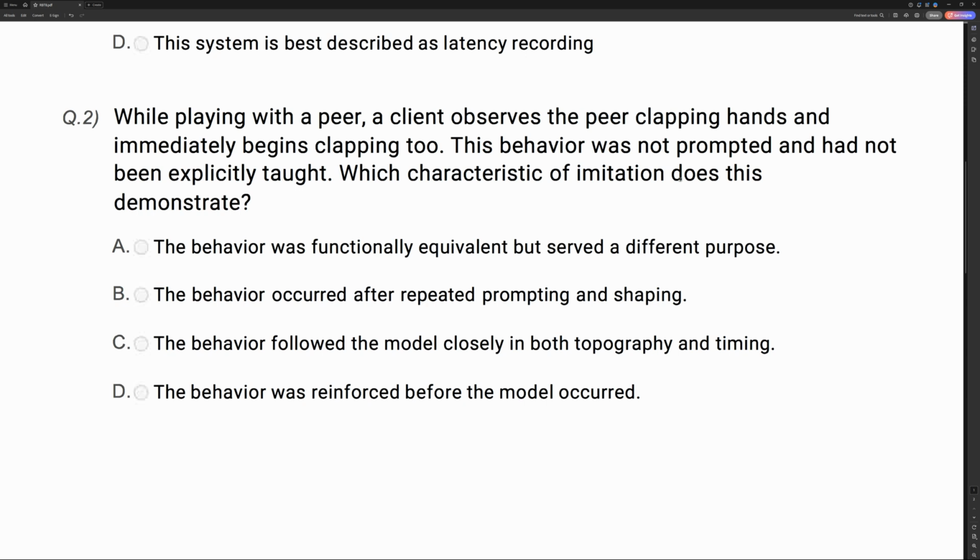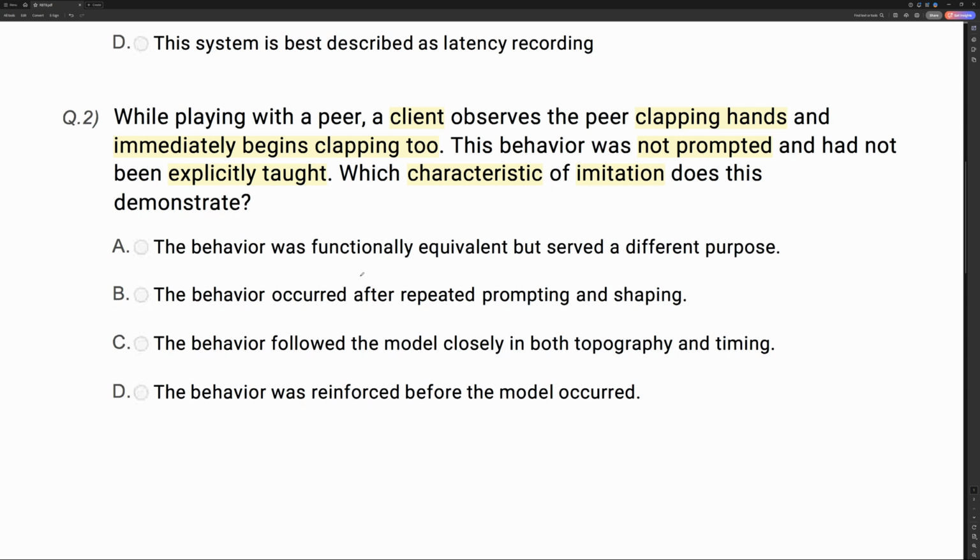So I made it a little more challenging in terms of imitation, because imitation is pretty straightforward, right? Your learner copies you immediately, not too hard. Now, in this case, we've got to think a little more about what characteristic we are actually looking at. It's not going to be the most challenging question. It's just presented or asked in a more difficult way. So if this client is playing with a peer, sees the peer clap their hands, and immediately begins clapping too, that's pretty obvious imitation because the behavior was not prompted and it's not taught. So why do we think it's imitation? What about this scenario makes it imitation?